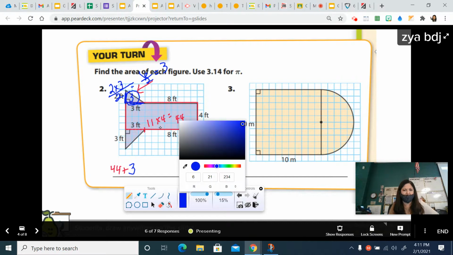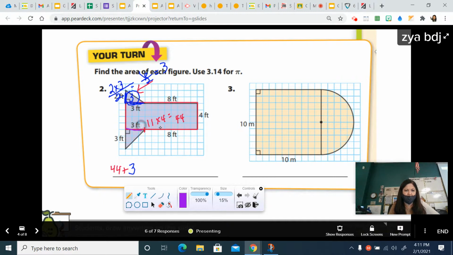Now let's do the other triangle. The other triangle, I have the base right here and the height right here. Or it could have been this base and this height. Doesn't matter, as long as we don't use the slanted lines. I'm going to do base times height divided by 2. What is 3 times 3 equal to? 9 divided by 2 gives me what? 4.5. It's okay to have decimals in here. So this triangle has an area of 4.5 square feet.